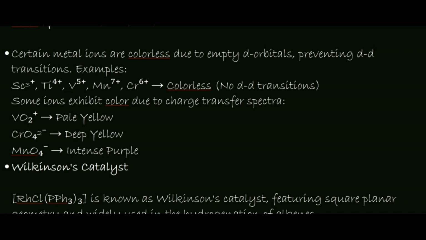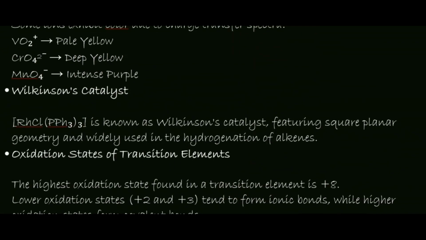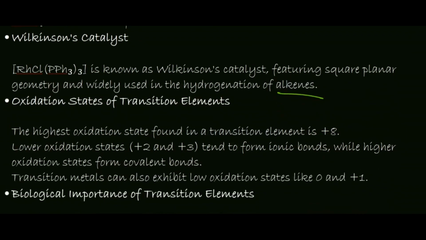Okay, so what are the applications of inner transition or transition elements? As I told you, these are colored and can be used as very good catalysts. The most important catalyst is the Wilkinson catalyst, which is rhodium Cl(PPh3)3. It has a square planar structure and is widely used in hydrogenation of alkenes. Okay, hydrogenation of alkenes. So oxidation states of transition elements: osmium exhibits the +8 oxidation state. That is the highest oxidation state in the entire periodic table.